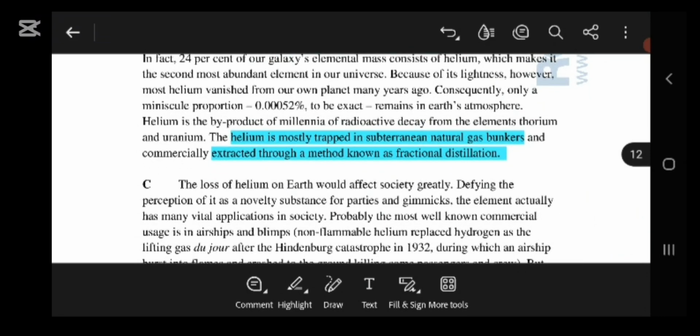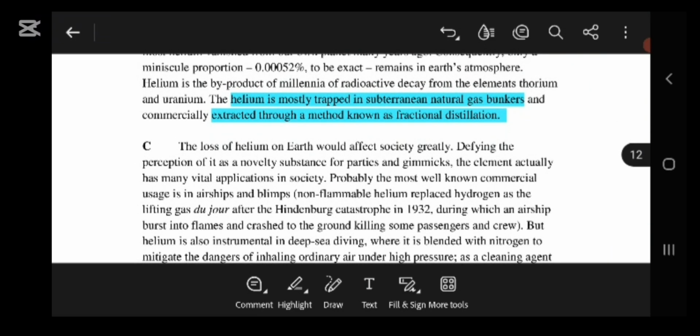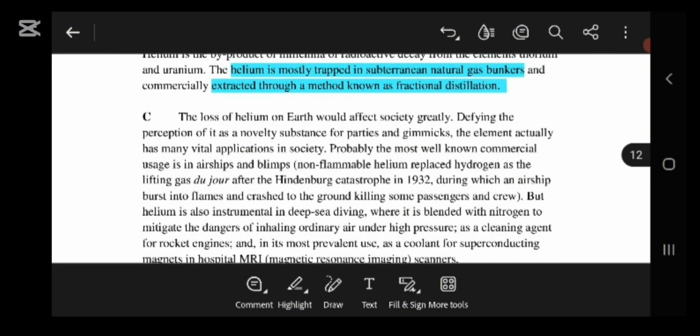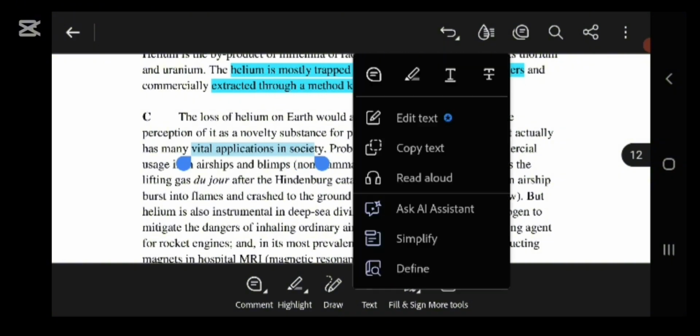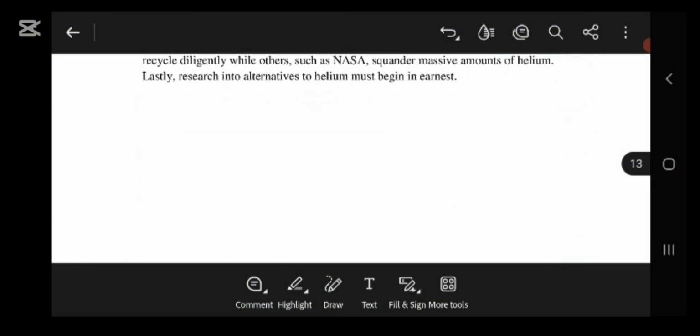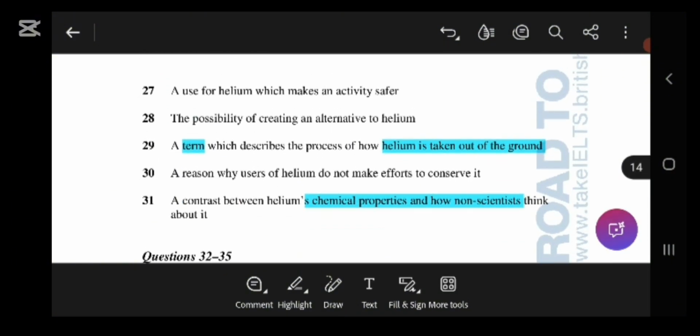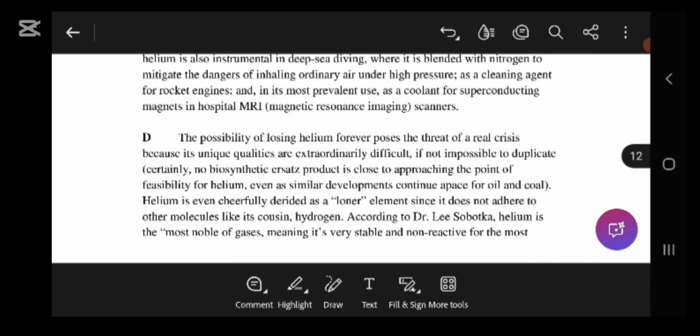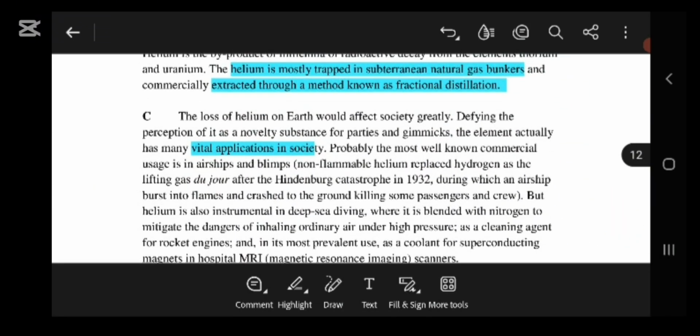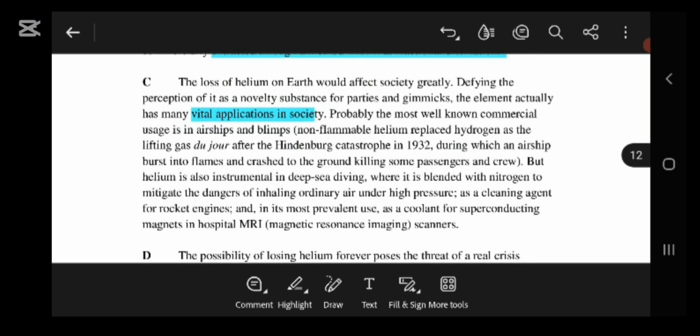Paragraph C: the loss of helium on Earth would affect society greatly. Defying the perception of it as a novelty substance for parties and gimmicks, the element actually has many vital applications. Okay, the necessity for helium, is that seeming to be pointing to anything before we move on? Oh, it seems not to be pointing to anything so far. Let's read a little further. Probably the most well-known commercial use is in airships and blimps. Non-flammable helium replaces hydrogen as a lifting gas. Okay, that is non-essential. Let me take that out.